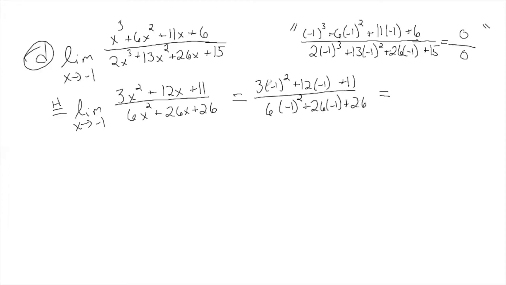Great. I get a 3 here. Minus 12 gives me minus 9, I believe. And when I add 11 to minus 9, it gives me 2. Then I have 6. And over here, I have a minus 26 plus 26, so this just goes to 0. So this is just 6 on the bottom. So the answer here is 1/3.